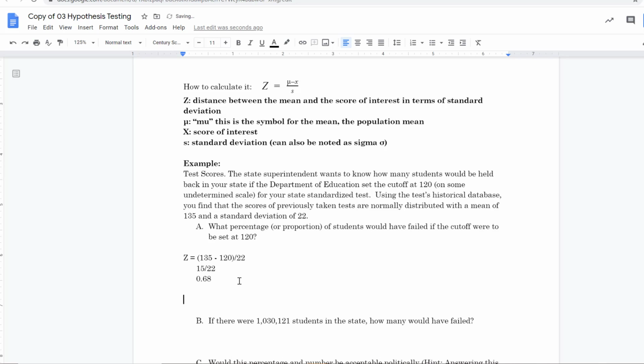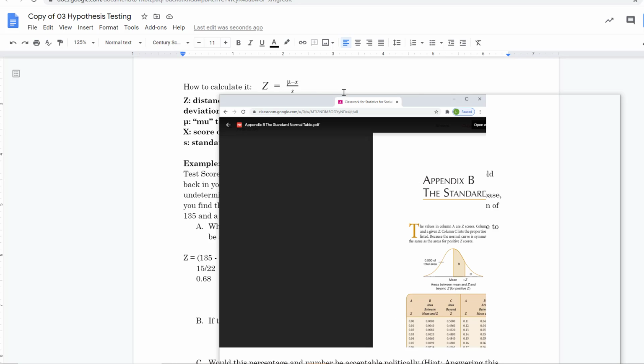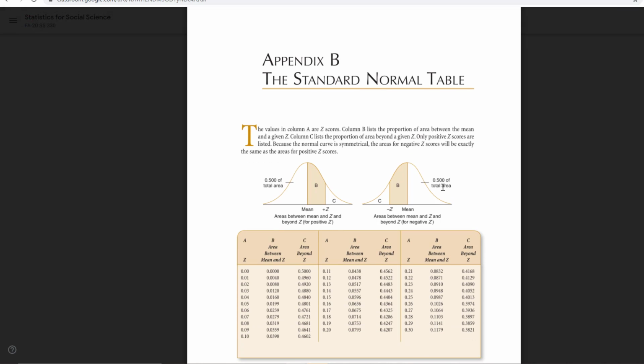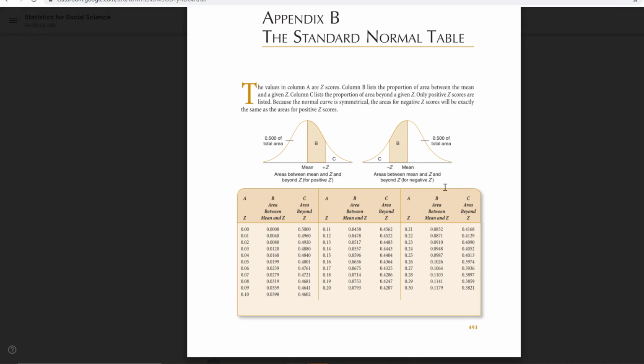So this is where you would go to the z-score table. The z-score table I have made available to you in our Google Classroom. If you go back to Classroom, look under Classwork, and then go down to Hypothesis Testing, there is a link for the z-score table. This is called Appendix B, the Standard Normal Table. I am going to move this over here so that you can see it. And the Standard Normal Table is what helps you do this next step.